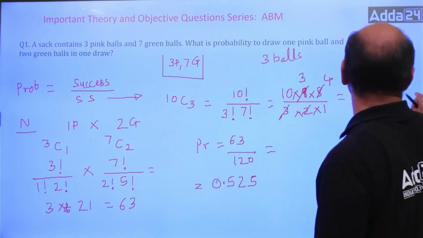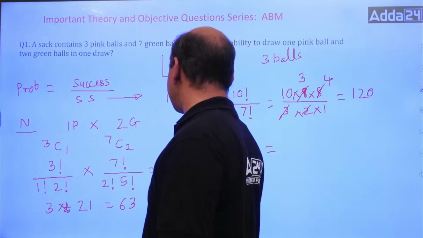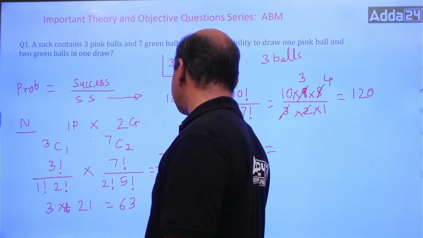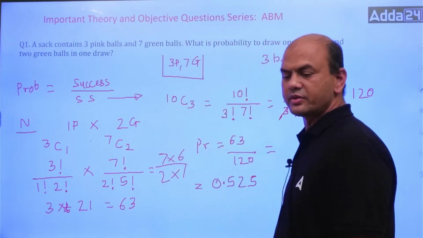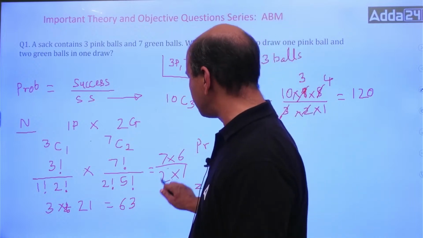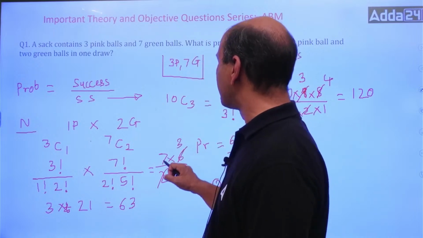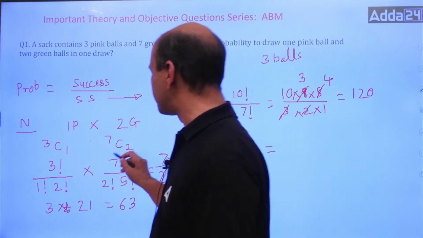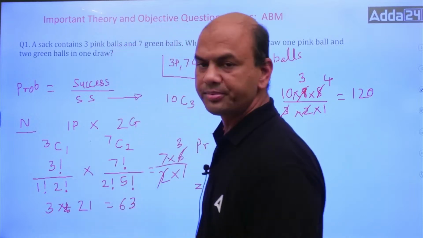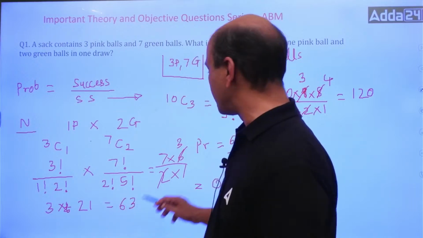So see this, 7 into 6 upon 2 into 1. Simple, that much. 7 into 6, 2 into 1, because 5 factorial will get cancelled. So 2 1s are 2, 2 3s are 6, 7 3s are 21, right? 21, this answer is 21 over here, and this answer is 3. So 3 into 21, it becomes 63. So your answer is 63.